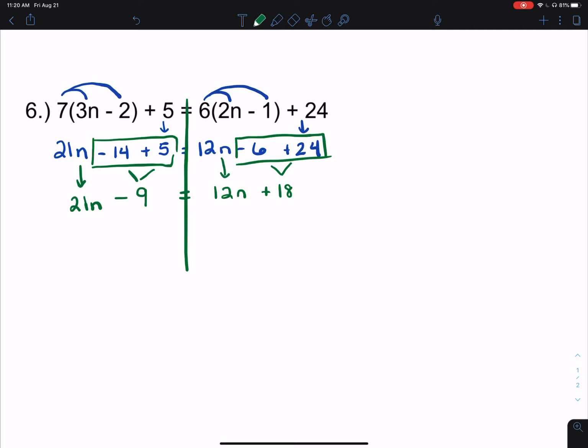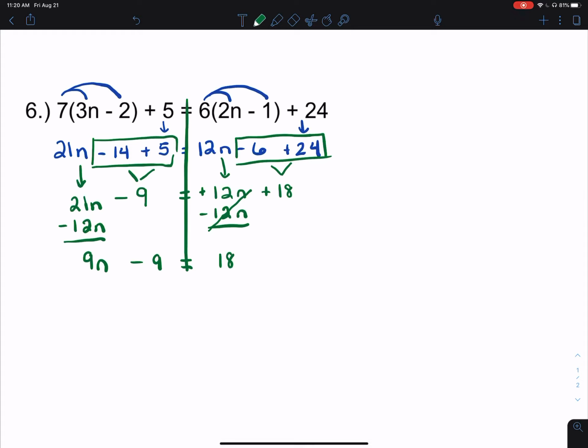So I have variables on both sides of the equation. I need to get the variables on one side of the equation. This is a positive 12n, so I'm going to undo it by subtracting 12n from both sides. On the left-hand side, make sure you're subtracting it from the other like term, the other piece that has that n attached. So when I do that, I have 9n minus 9 on my left-hand side. On my right-hand side, the positive 12n and negative 12n cancel out, so I'm just left with 18.